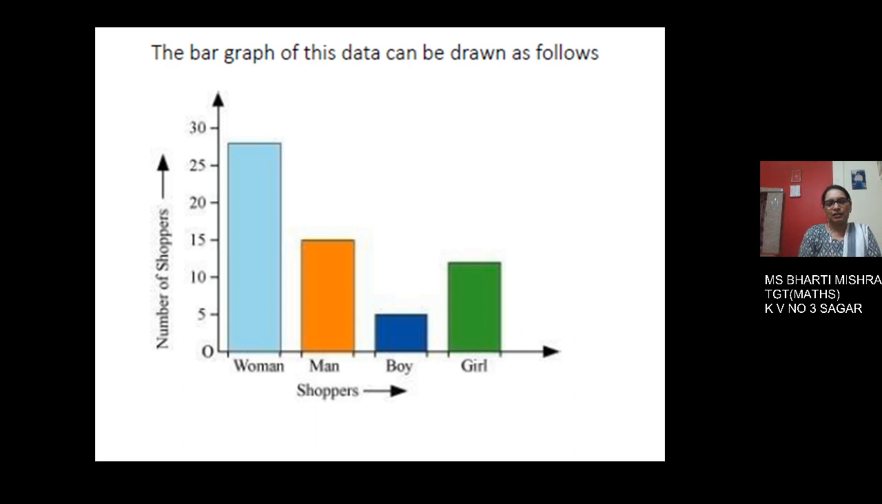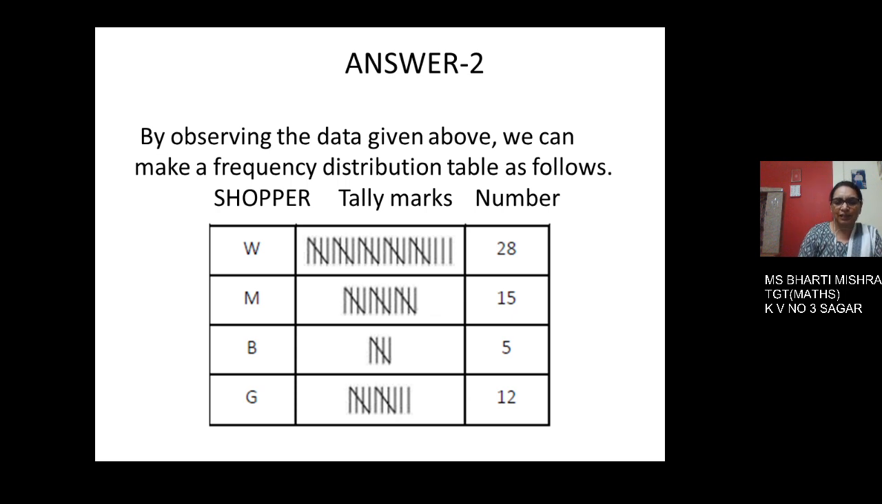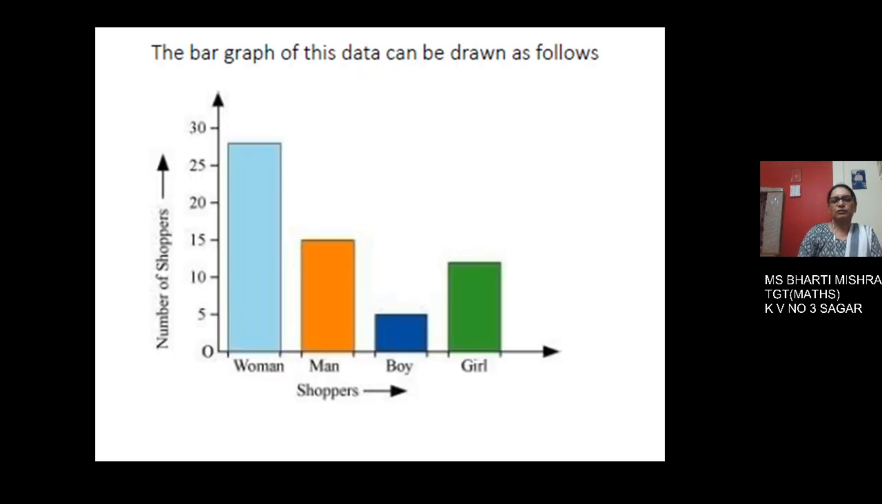You can use different colors, or you can use different symbols also inside the bars. So here we don't have the range in the horizontal line. That's why it is a bar graph. I think you have understood the whole method of drawing a frequency table, and on the basis of the frequency table we have drawn this bar graph.